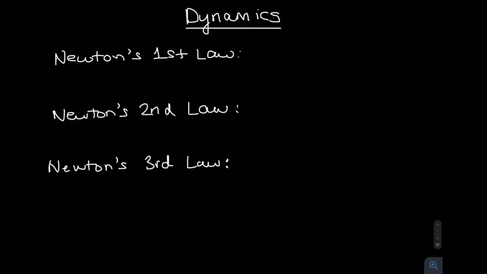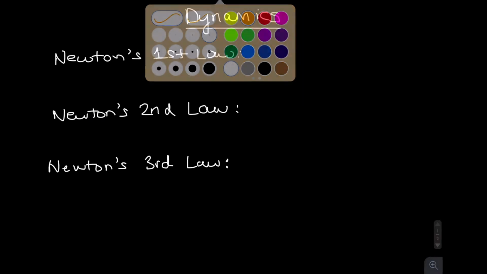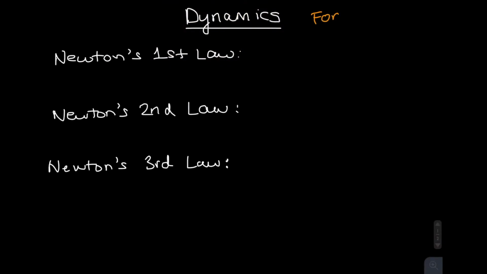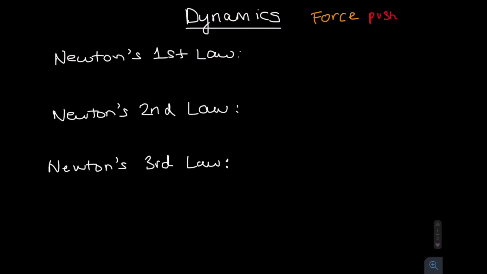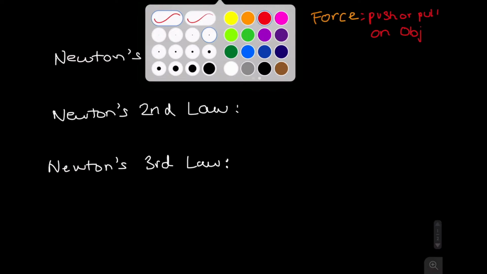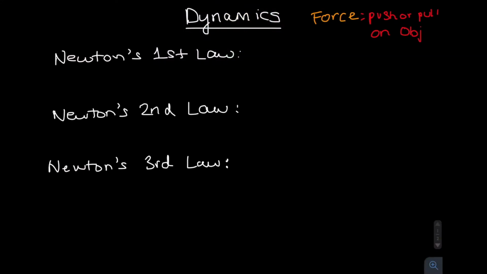Alright, so let's get started. The main thing about dynamics is we're going to be talking a lot about force. So I'm just going to write that here, which is force. And now, what is force? Force is any kind of push or pull on an object. So I'm going to write that in red here: push or pull on an object. And I'm just going to abbreviate object as OBJ. So any kind of push or pull on an object. That is basically the formal definition of force.